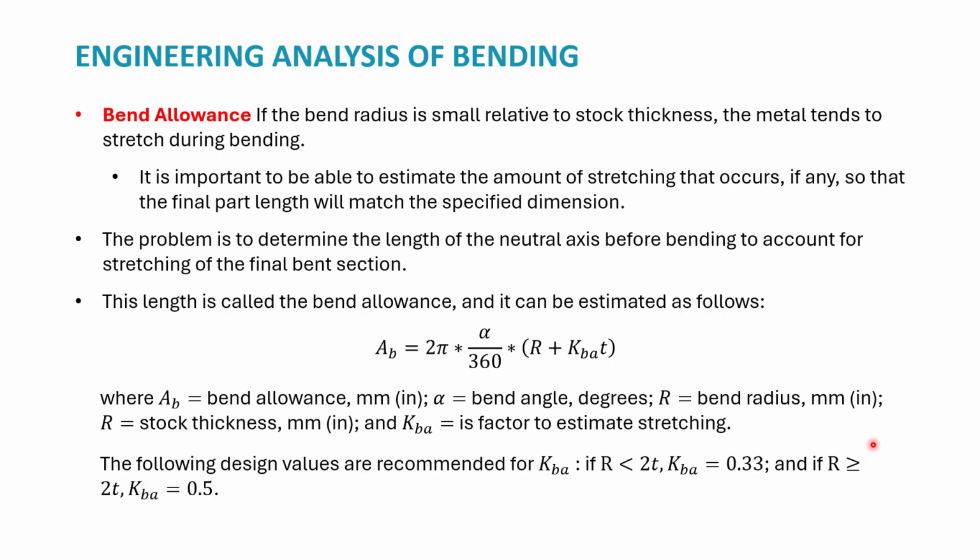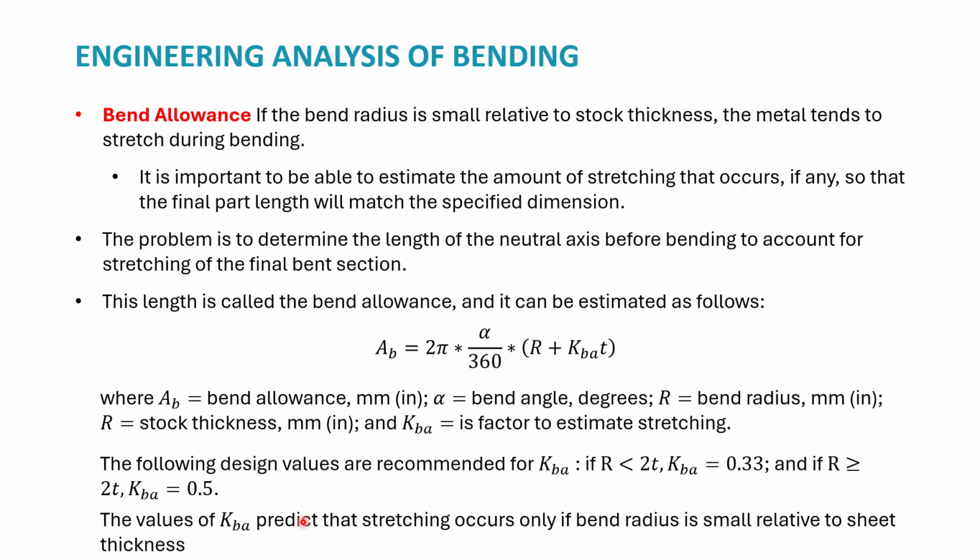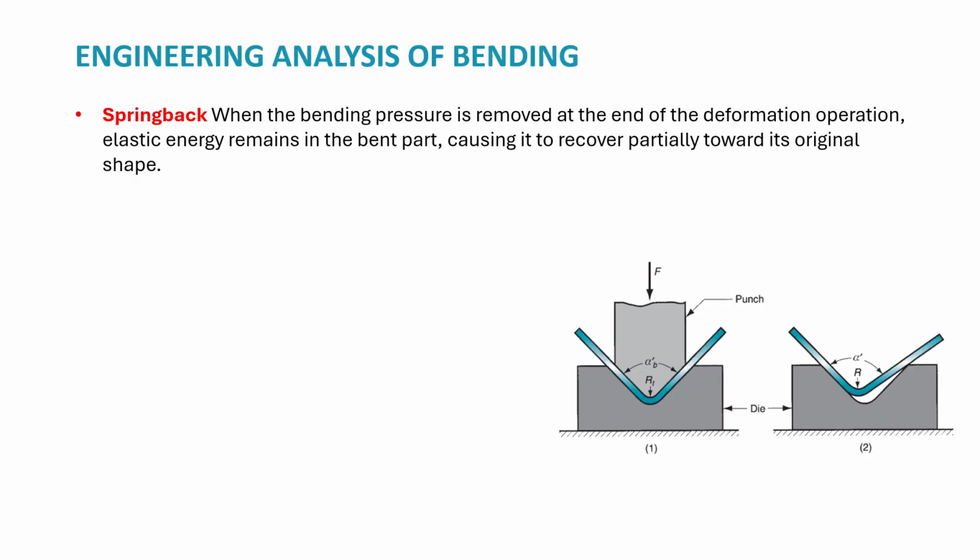So the following design values are always recommended regarding the relationship between R and T. If R is less than 2T, then KBA is equal to 0.33. If R is more than or equal to 2 times T, then KBA is equal to 0.5. These values for KBA are predicted on the basis that stretching occurs only if the bend radius is small relative to the sheet thickness.